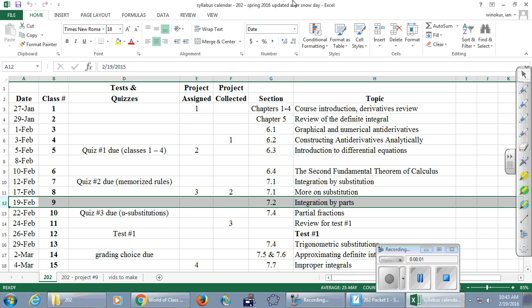The calendar. Today is Friday, the 19th of February. We are covering class number 9, which is integration by parts. Next class is coming up on Monday.